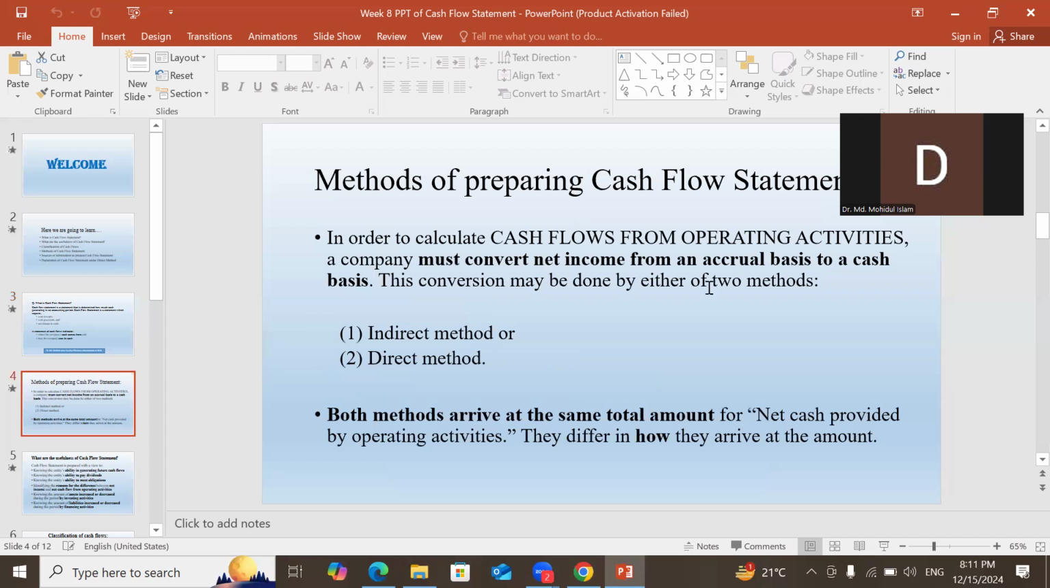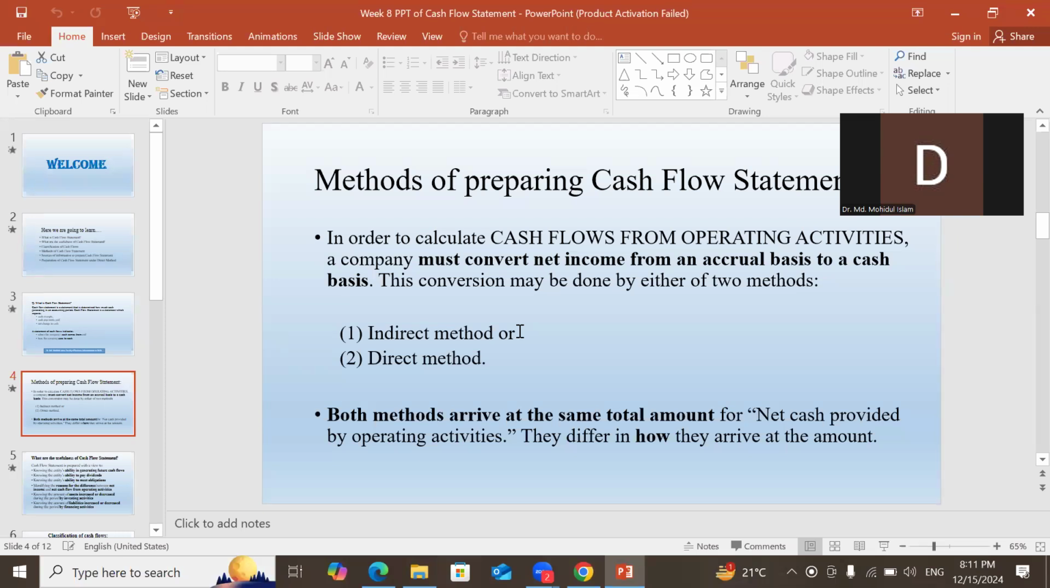Methods of the cash flow statement. There are two types of cash flow statement: the indirect method and the direct method. In the direct method, cash in is on the left-hand side, cash out on the right-hand side, and then finally you make a balance. This is the direct method. Another is the indirect method.